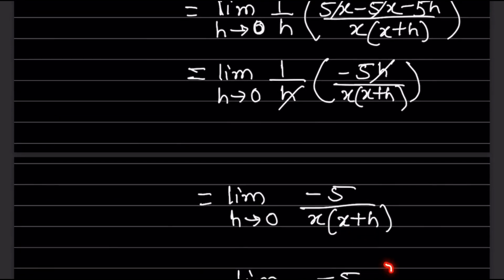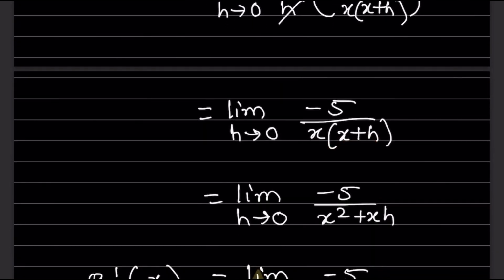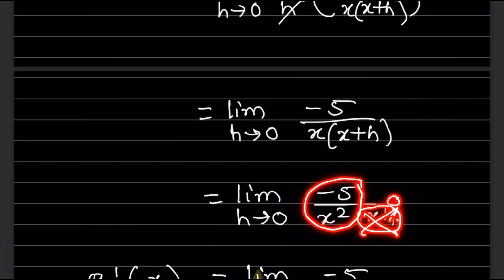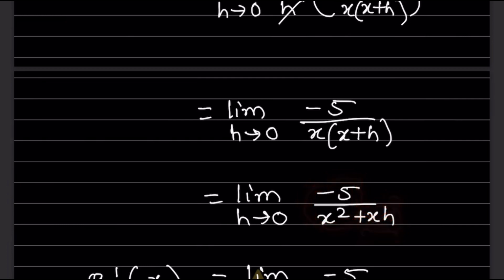When you expand this one, this is going to be x square plus xh. So now we are going to see for h tending to 0. So this part is going to be 0, so this will cancel out because multiplied by 0 means it is going to be 0. So remaining is this one. That is minus 5 by x square. You don't have to write your limit, sorry. That is minus 5 by x square.